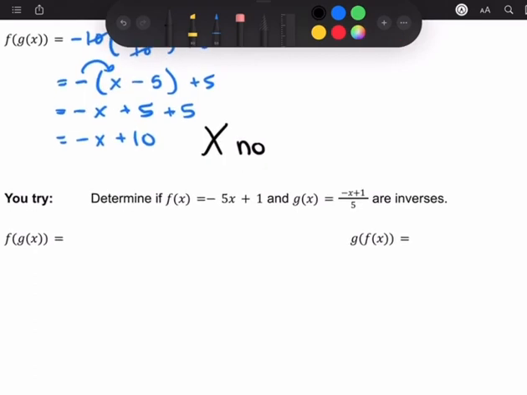So now it's your turn to try. If we are given that f of x is equal to negative 5x plus 1 and that g of x is equal to (negative x plus 1) over 5, can you determine if these two functions are inverses? Pause the video and try it for yourself.